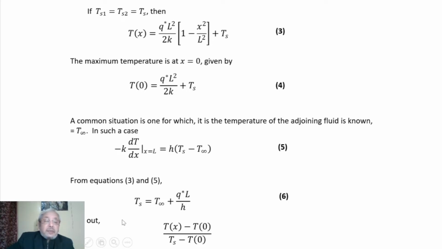And I am leaving a small task for you. You have seen the expression for Tx, the expression for maximum temperature, and the expression for surface temperature. From these three, please try to find the functional relationship in the form of non-dimensional temperature, which is given by Tx minus T0 or Tmax, divided by Ts, the surface temperature, minus again T0 or Tmax, the maximum temperature.